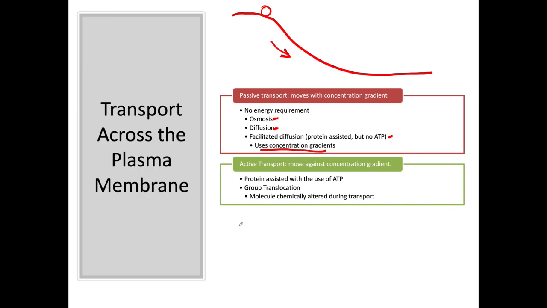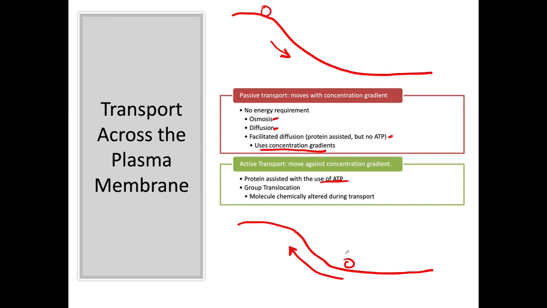Now in active transport, we have just the opposite. We still have a concentration gradient, but instead of moving down the hill, now my ball is down at the bottom of the hill, so I have to push it up. In active transport, I'm going to move against the concentration gradient. And when you move against a concentration gradient, that's always going to require some form of energy input. Now we say ATP because that's the current energy currency of the cell. Other forms of energy could be used as well.